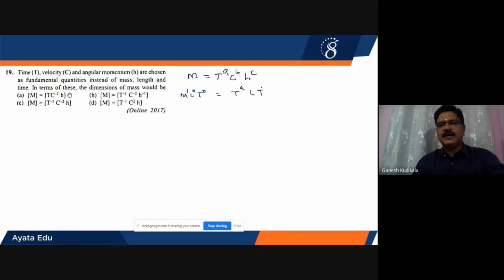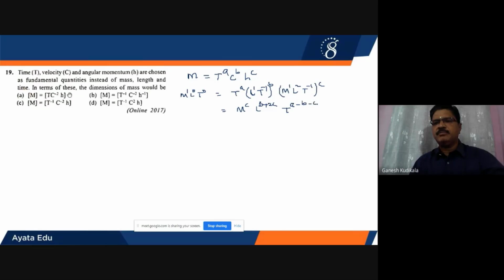C is LT to the power minus 1. That is L1 T to the power of minus 1, whole to the power of b. And h is Planck's constant, energy by frequency. It is M1 L2 T to the power minus 1, whole to the power of c. Simplifying on the right side, we get M to the power of c, and L to the power of b plus 2c, and T to the power of a minus b minus c.